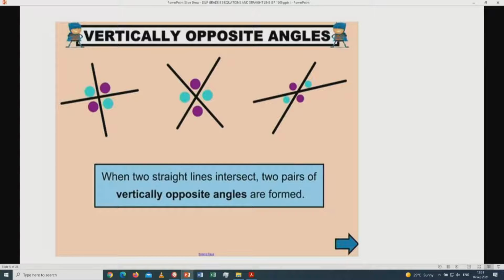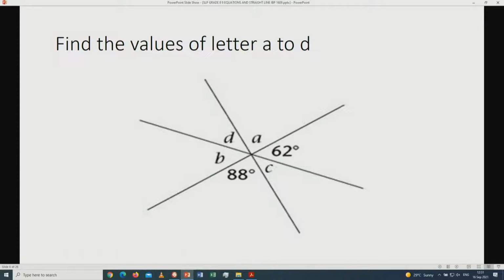Again, vertically opposite angles. Those are your vertically opposite angles. When two straight lines intersect, two pairs of vertical angles are formed, vertically opposite angles. Remember, this one is vertically opposite. The vertex and that vertex are opposite. This vertex and this vertex are opposite. That's why we say vertically opposite angles are equal.